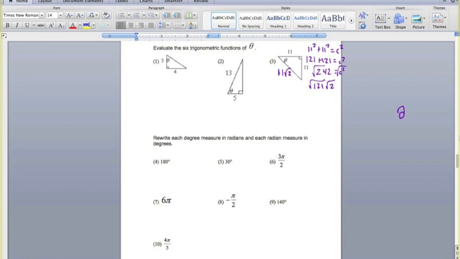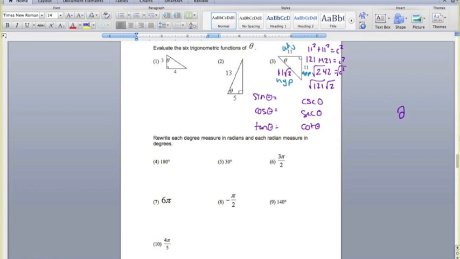So then to evaluate our 6 trig functions on this, we need sine, cosine, tangent, cosecant, secant, and cotangent. Sine is opposite over hypotenuse, so then we need to know what the 3 sides of the triangle are according to the relationship with that angle. So 11 across would be the opposite, 11 next to it would be the adjacent, and the 11 square roots of 2 that we found would be our hypotenuse.